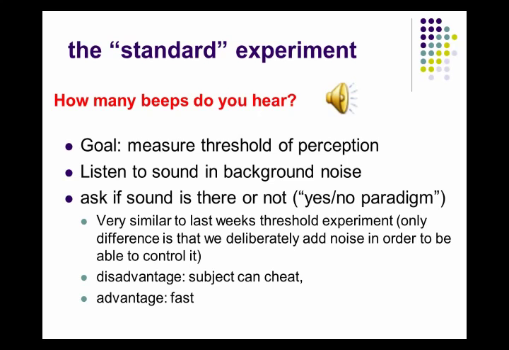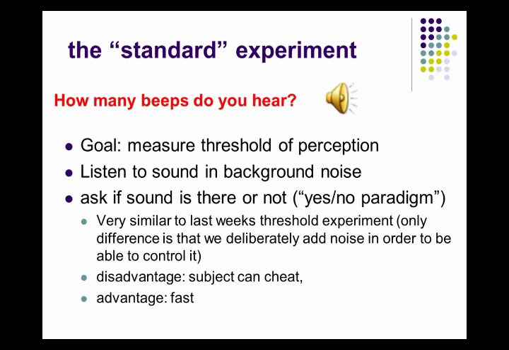The disadvantage of that is that our subject can cheat easily, because you can just say, okay, I heard 7 sounds, although I only really heard 6 sounds. That's clearly a disadvantage, because we want to get rid of exactly that problem. The advantage of it is, it's very fast, because you will not find any experiment to measure a threshold as fast as in this way. That's why I did it, because it's really, really quick.